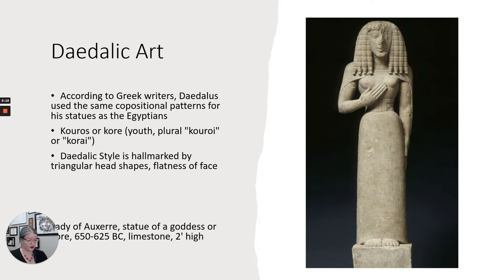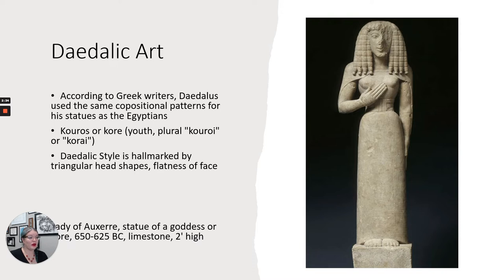There's a couple of different temples that they build. There's one just called Temple A, which is one of the earliest Greek temples. And then we start seeing more work in stone. For example, this sculpture is known as the Auxerre Lady. She could be a goddess, she could be a maiden, we're not sure.